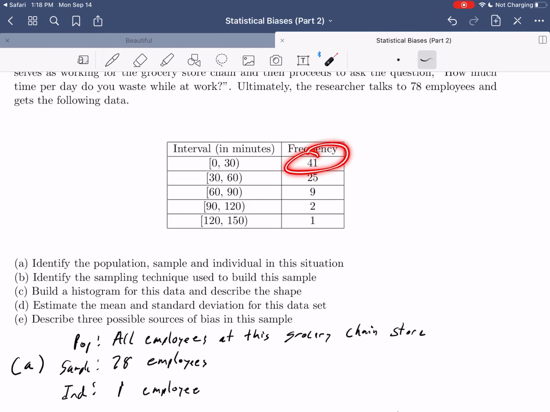And there were 41 people. Now, those people could have said 0 minutes, 5 minutes, 7 minutes, 28 minutes, 29.5 minutes, who knows? We don't actually know their data points. We just know that there were 41 people who landed in this region. So we're going to learn a technique to estimate this as best as we can. So it's only going to be an estimate.